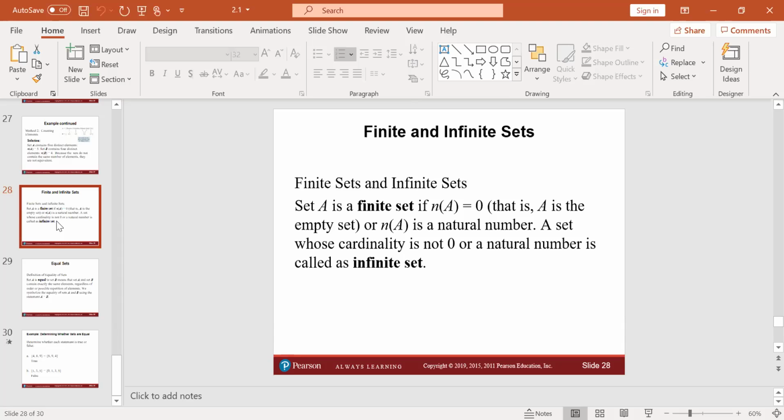A finite set has a finite number of elements in it. It either has 0 elements or it's a number that is not infinity. 5, 6, 3,456,291,327,054. Even though that's a huge number, that is still a finite number. So it's exactly what it sounds like. A finite set has a finite number of elements in it. So this is a confusing definition. Don't let it trip you up.